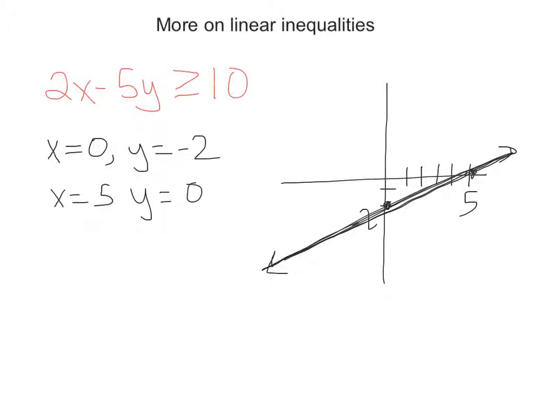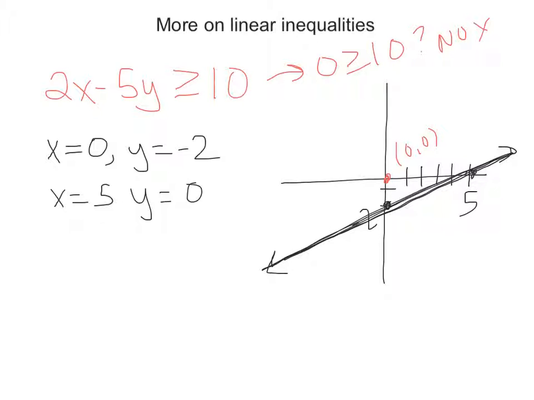And when it's in standard form, what you need to do is pick a point not on the line. So I'm going to pick 0, 0, because 0, 0 is awesome. And here's why. If I substitute 0, 0 in over here, then I get the inequality that 0 minus 0 is greater than or equal to 10. Is that true? Nope, not true.